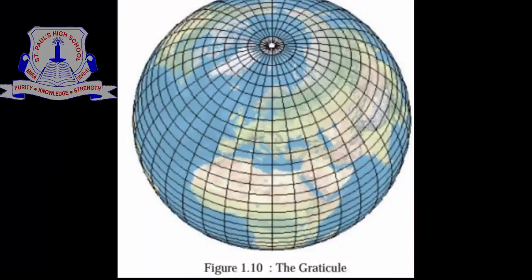Okay students, our next topic for this chapter is the graticule. At the beginning of this chapter, I had explained what a graticule is. Let us study more in detail about it. The definition of graticule is the network of intersecting lines of latitude and longitude. The latitudes and the longitudes together make a graticule.